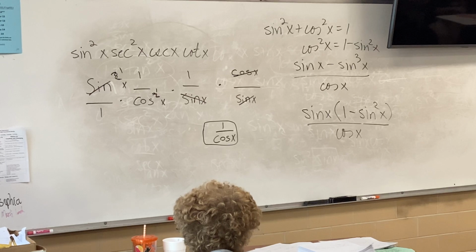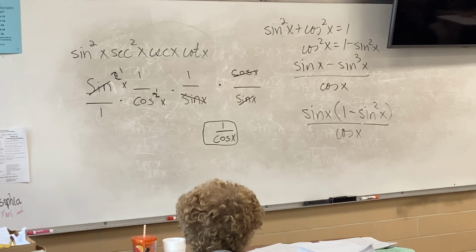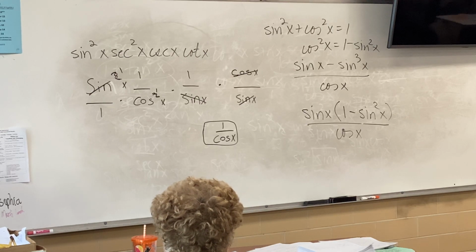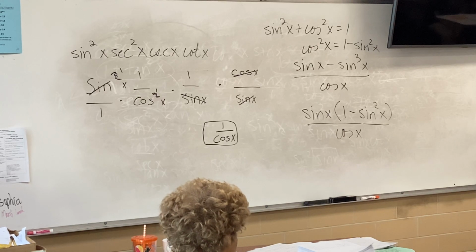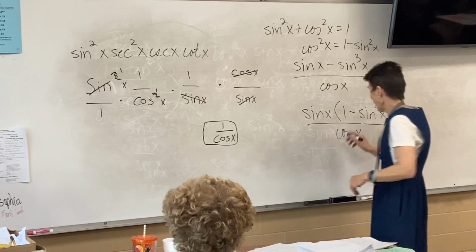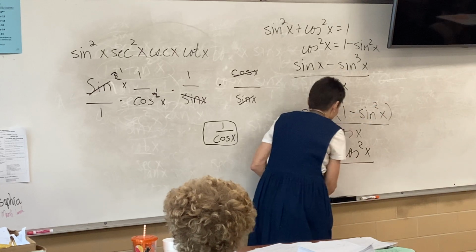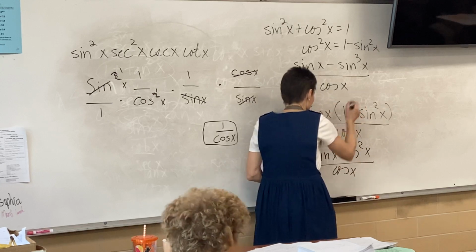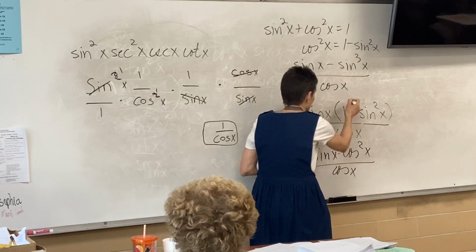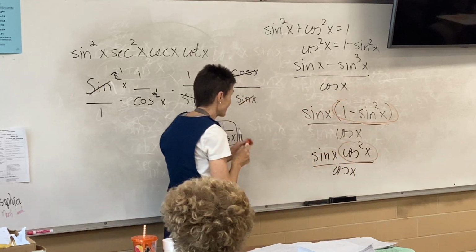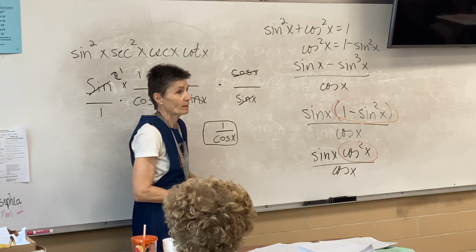1 minus cosine squared is sine squared. Guys, got it? Those are special. Those are important. You need to remember those. So if this is the same as cosine squared, I'm going to go ahead and write it as cosine squared. So this guy right here in orange is the same as cosine squared. So I'm going to substitute in cosine squared.